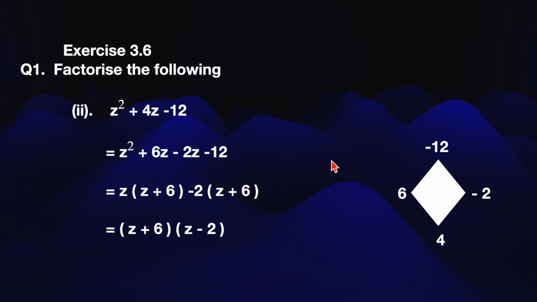Here an important thing to remember is that whenever the last term is negative, like in this sum, one of these numbers will definitely be negative. And if the middle term is positive, the bigger number will be positive. If the middle term is negative, then the bigger number will be negative. So that is a hint to put the signs.